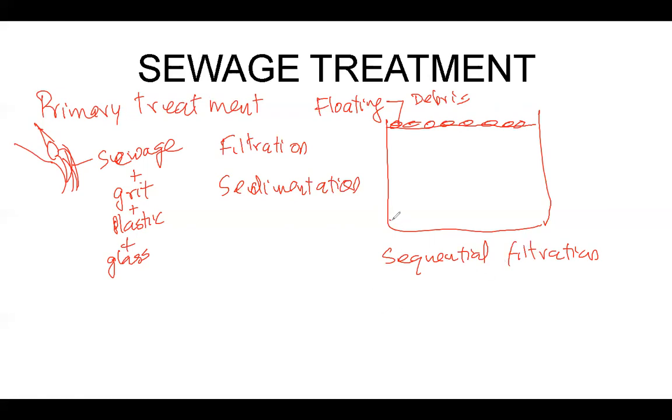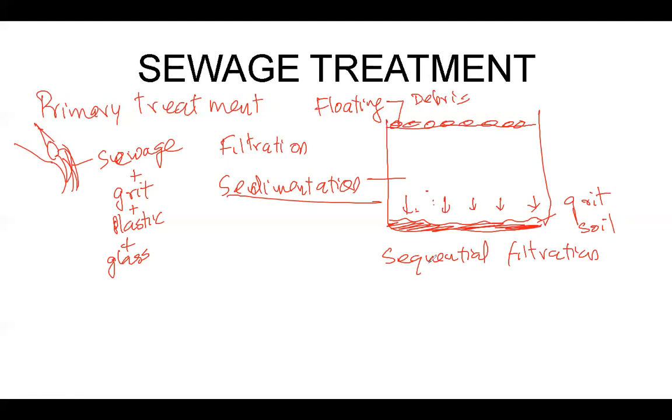The next step is removal of grit and soil. Grit means the sand and the fine soil. Grit and soil, even the small pebbles, are removed by sedimentation. What is sedimentation? The water is allowed to stay here for maybe a month, and all the solid particles settle down on their own due to gravity. This is called sedimentation.